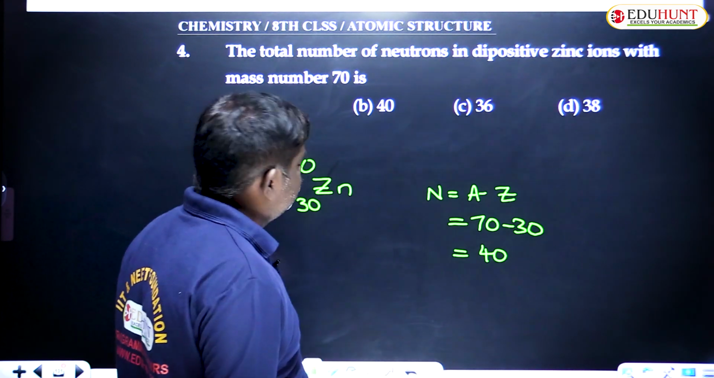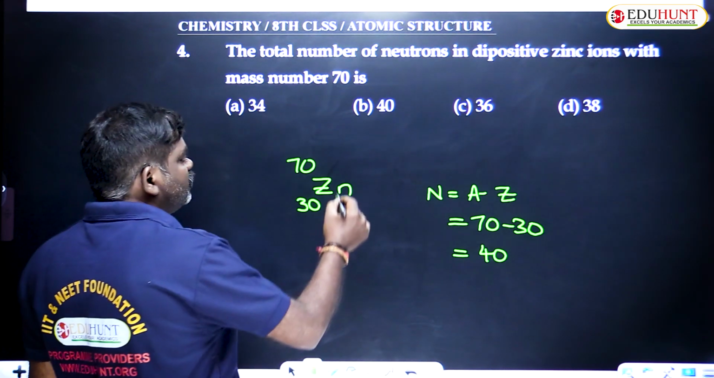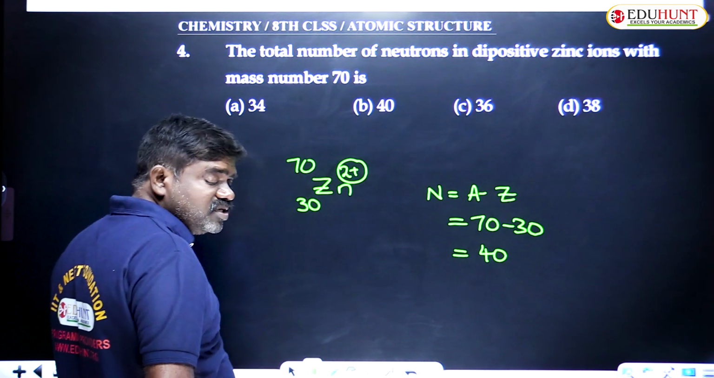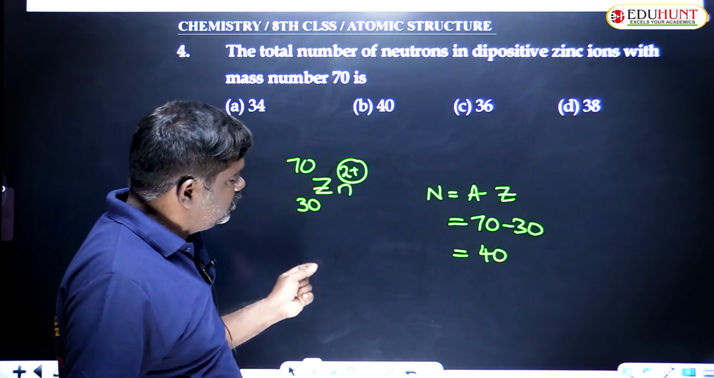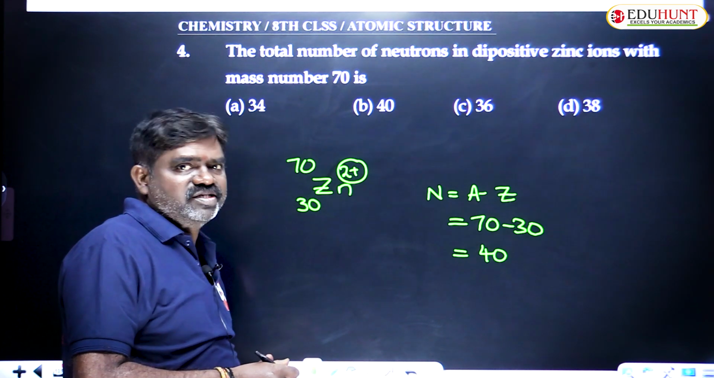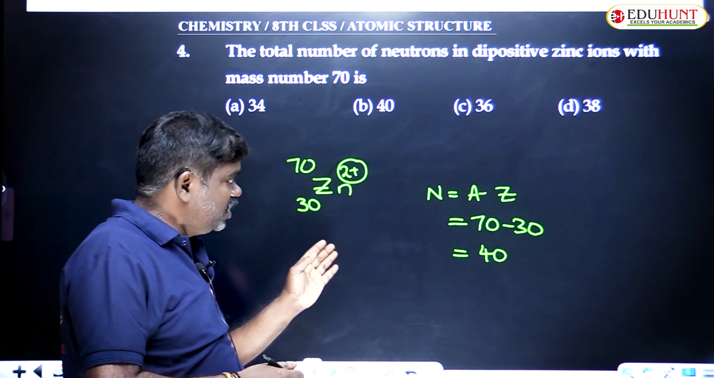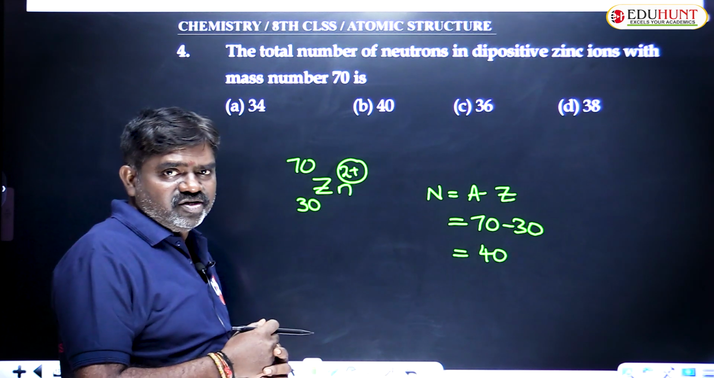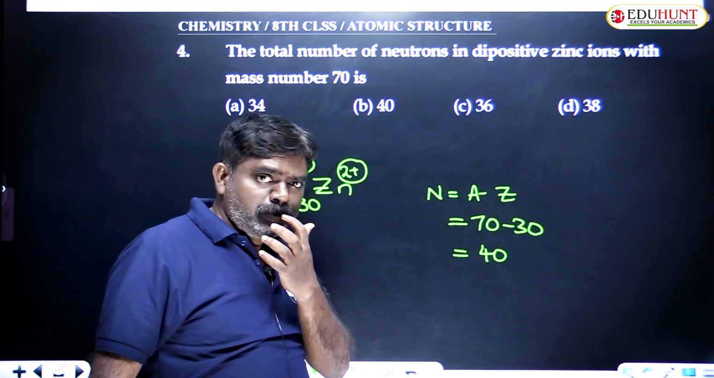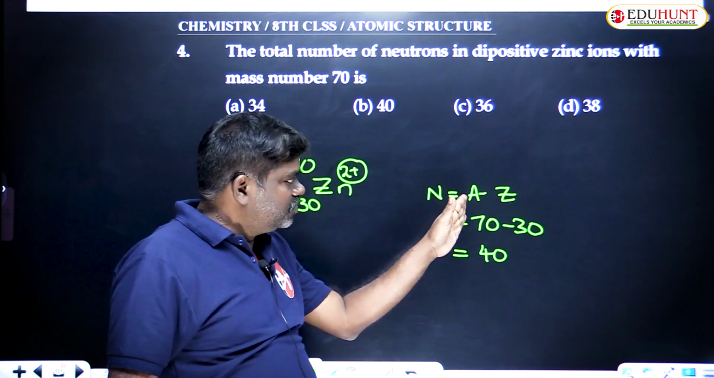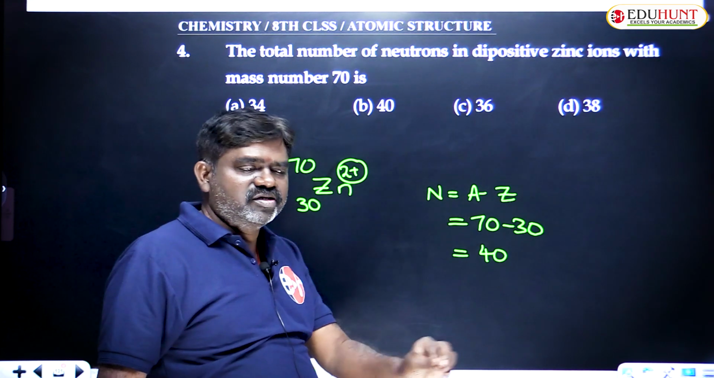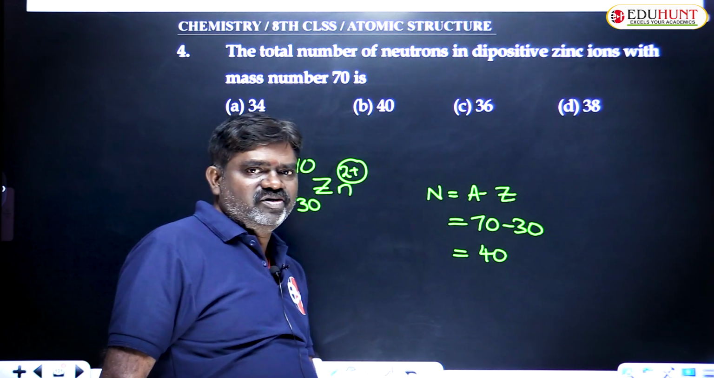So here the given di-positive zinc ion is Zn2+. A di-positive zinc ion means the atomic number never changes, and only the number of electrons can change. So if you want to calculate the number of neutrons, that is mass number minus atomic number, it is not related to the electrons. Understood?